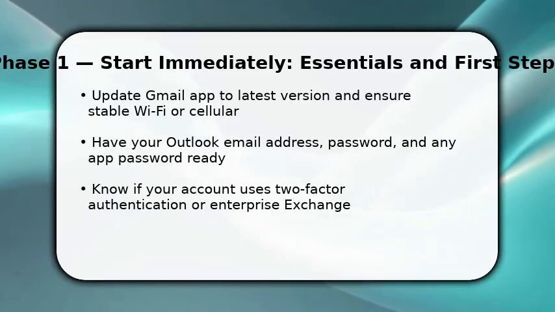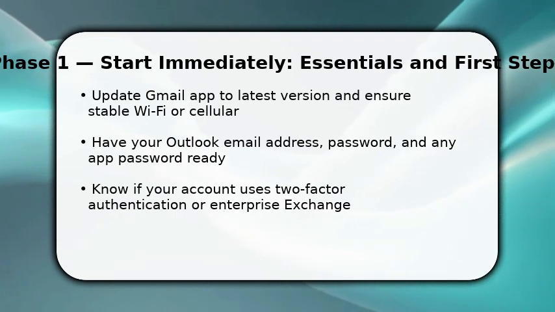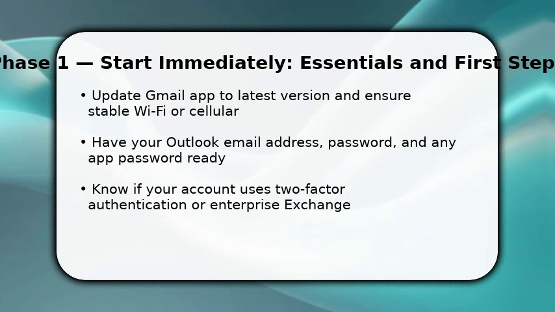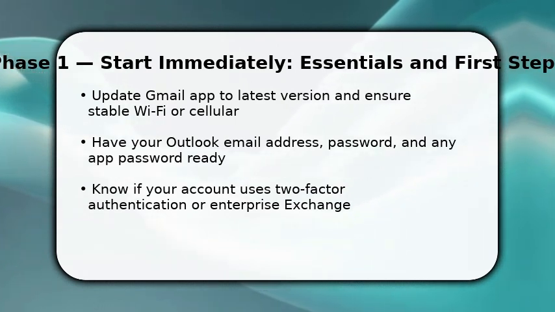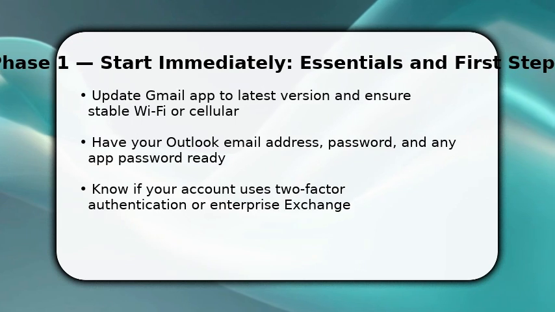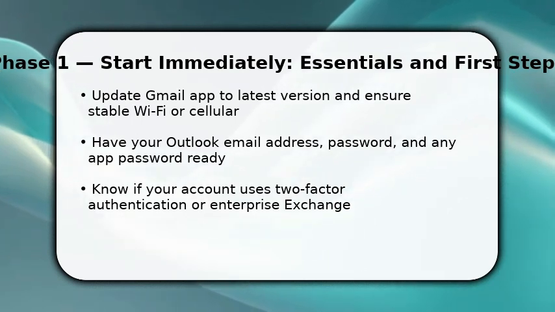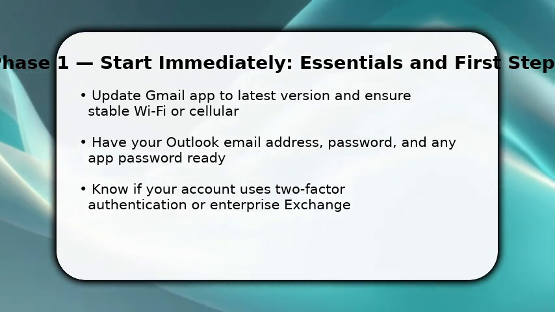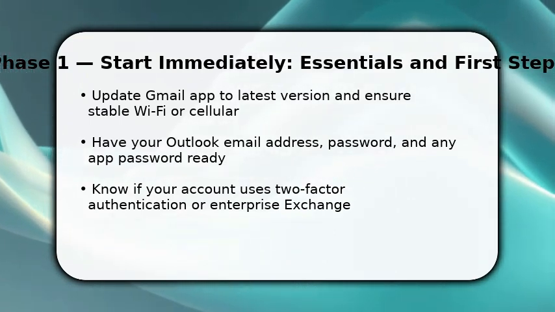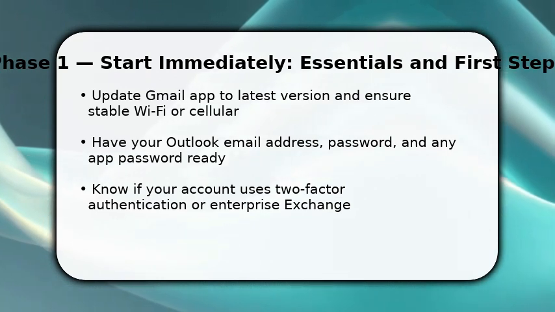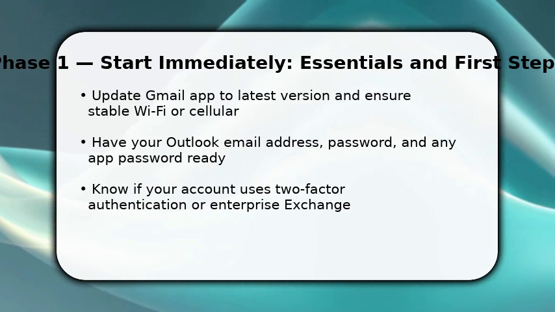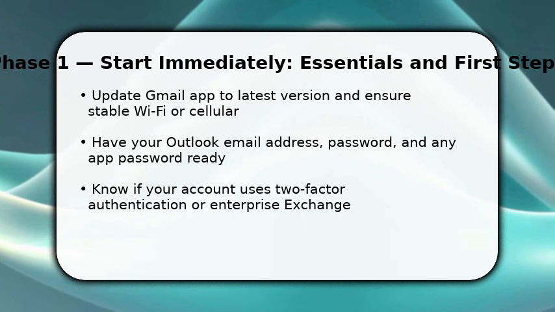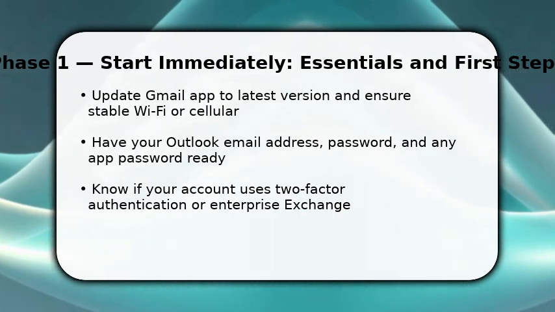You start by preparing essentials. Update the Gmail app and confirm network access so the sign-in won't fail. Once done, open Gmail, tap the profile icon, then add another account. Choose Outlook, Office 365, or Exchange depending on your provider. You do this because the Gmail app uses different sign-in flows. Selecting the correct type directs you to Microsoft's login and appropriate security prompts. Make sure you have your password or app password handy before proceeding.